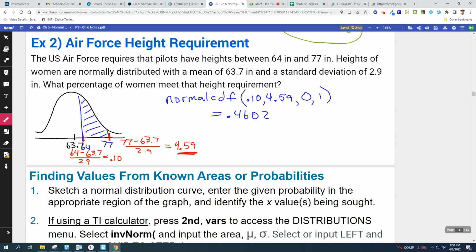Okay, but think about it. That calculator doesn't make you standardize. The only thing that makes you standardize is the Z-table. If you were using the Z-table, you have to find those Z-scores. But if you're using the calculator, you don't really need to. You could instead do normal CDF, and then just do your X numbers. Your lower X number was 64, and your higher one was 77, and your mean was 63.7, and your standard deviation was 2.9. We should be able to just type that in.